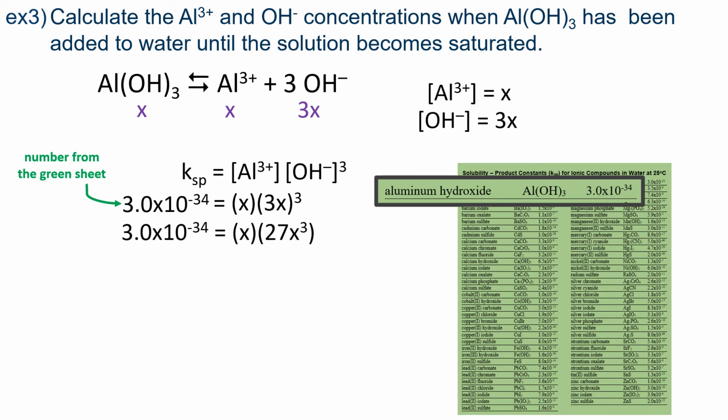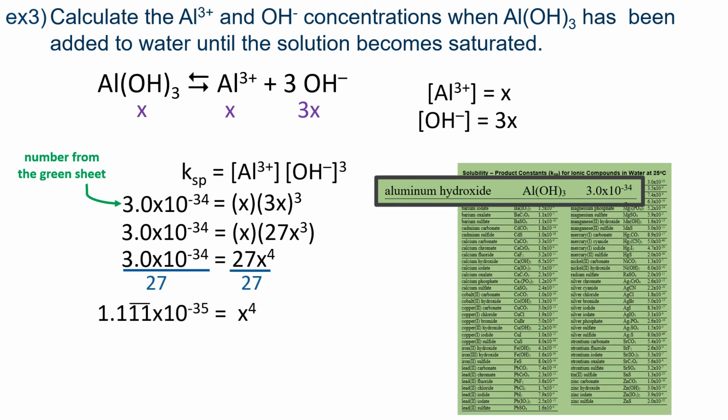So I took 3x and I cubed it. So 3x times 3x times 3x gives me 27x cubed. I will then multiply that by x, and that will give me 27x to the 4. Now I'm going to isolate x. I start by dividing both sides by 27, and I wind up with x to the power of 4 is equal to 1.1 repeating times 10 to the negative 35.